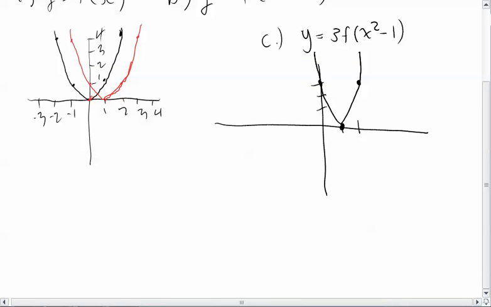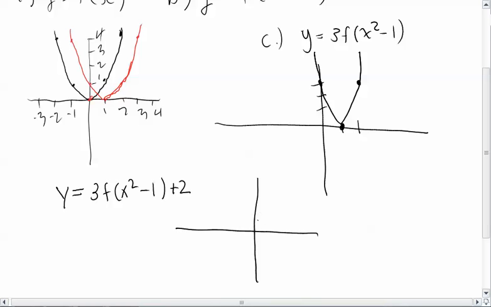Okay, now we're going to graph the equation y equals 3 f of x minus 1, plus 2. Okay, I'm going to write the points, 2, 4, 6, 8, 10, 12.